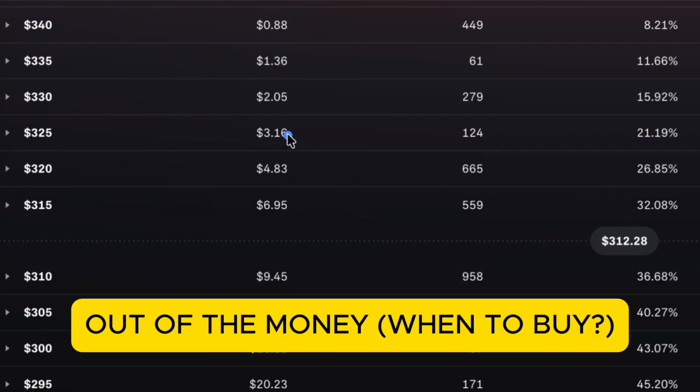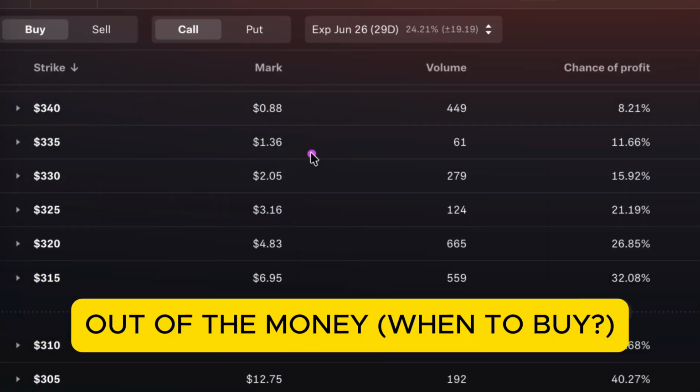Now if you go even further out of the money, right? So 325, the cost is $316, but the probability of profit is only 21%. As you go further and further out of the money, it'll be cheaper and cheaper to buy, but the chance of profit will be lower and lower also.